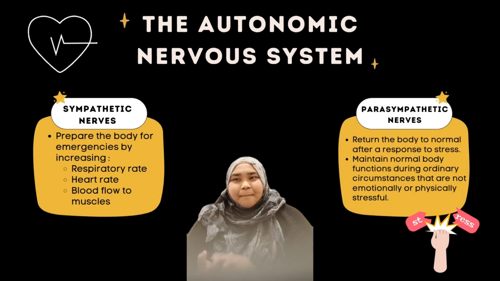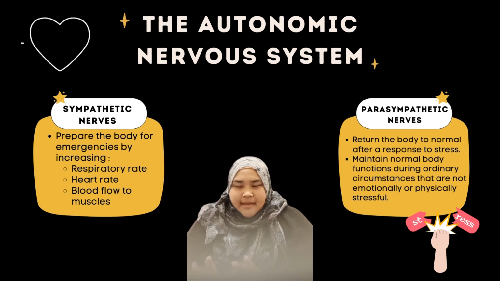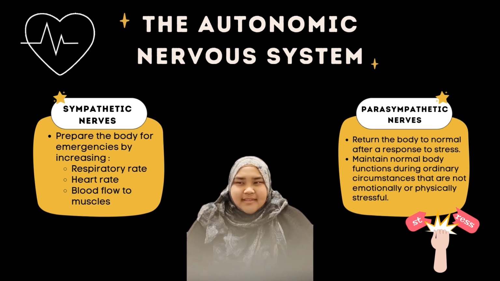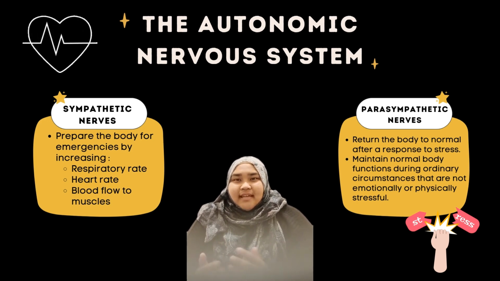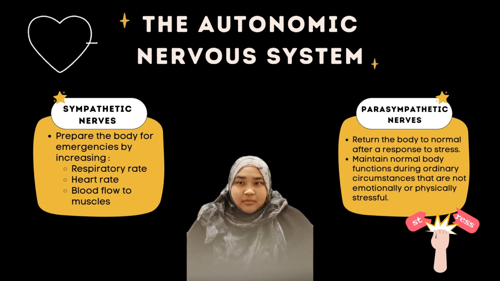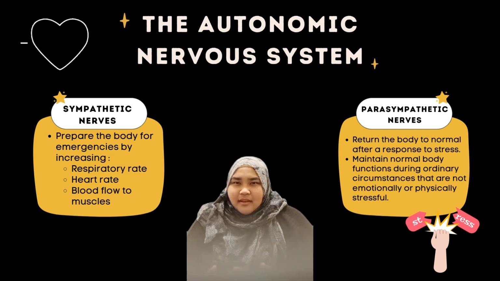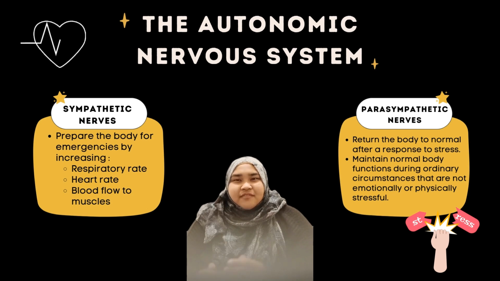As for the sympathetic nerve, it makes the body prepare for emergency and stress by increasing respiratory rate, heart rate, and blood flow to muscle. This nerve is awakened as it is part of the body's natural reaction toward real or imaginary danger. Meanwhile, the parasympathetic nerve will make the body return to normal after a response to stress. It will also maintain normal body function during ordinary circumstances that are not emotionally or physically stressful.